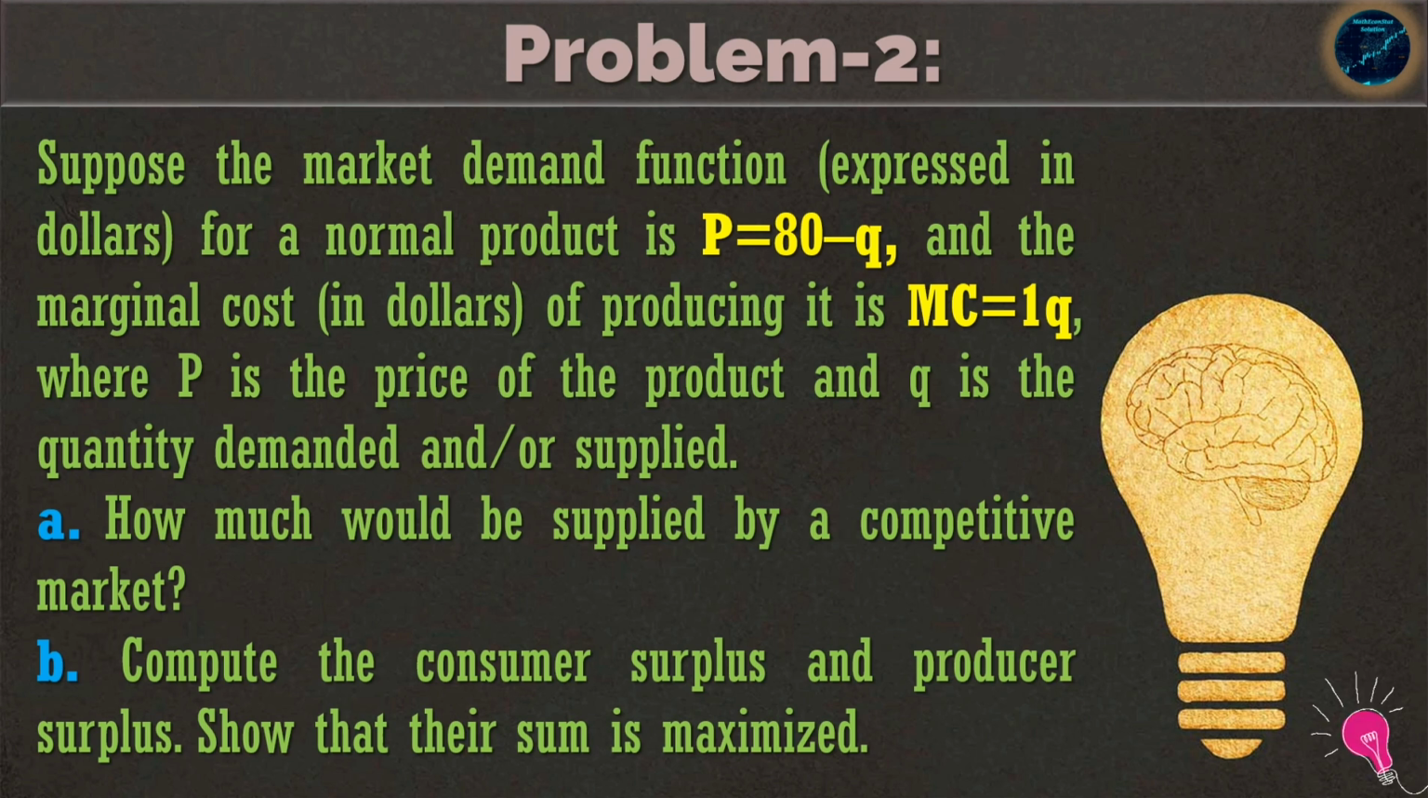A. How much would be supplied by a competitive market? B. Compute the consumer surplus and producer surplus. Show that their sum is maximized.